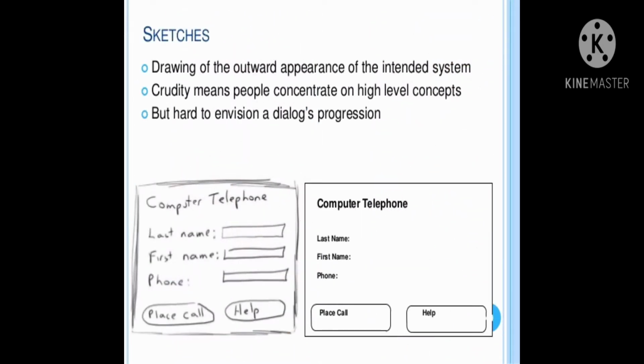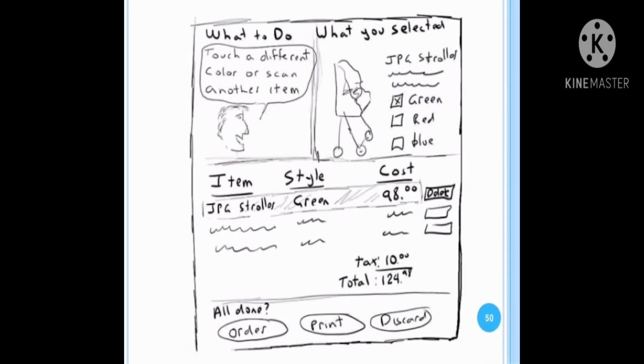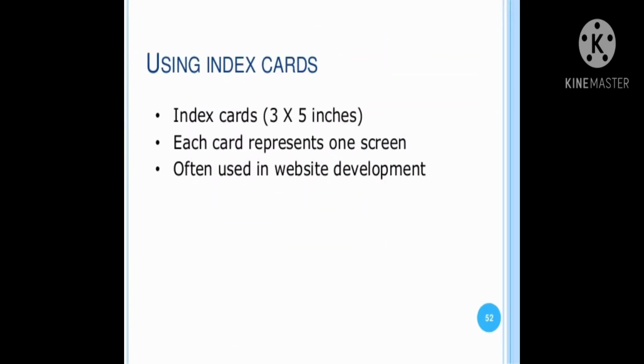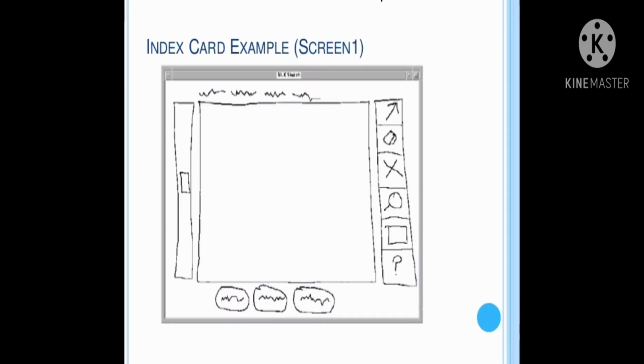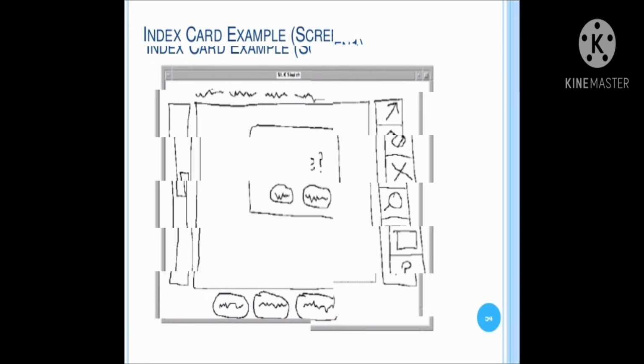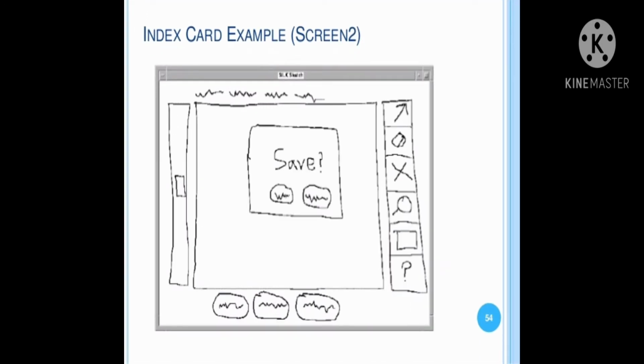Sketches: drawings of the outward appearance of the intended system. Credibility means people concentrate on high-level concepts, but it is hard to envision a dialogue progression. Using index cards, 3 by 5 inches. Each card represents one screen, often used in website development. Index card example, screen 1. Index card example, screen 2.